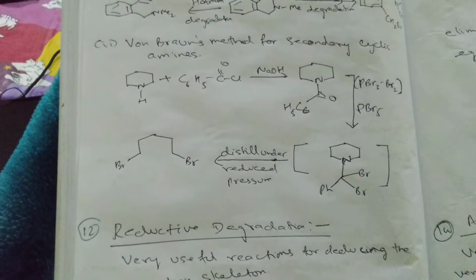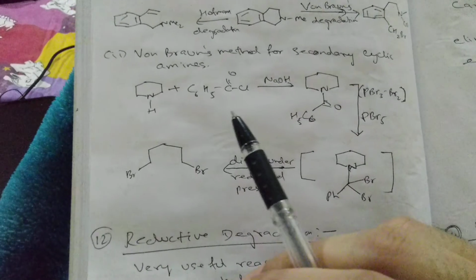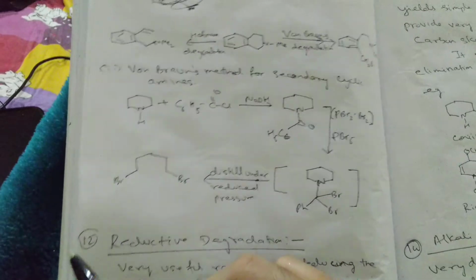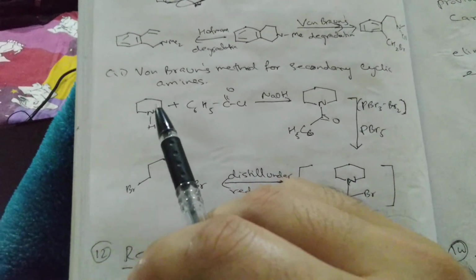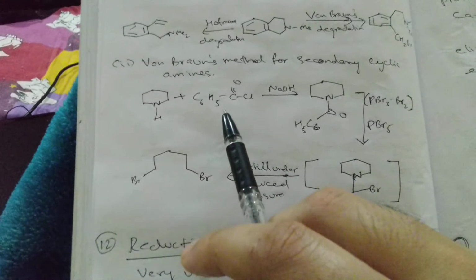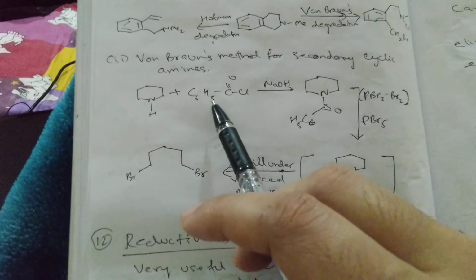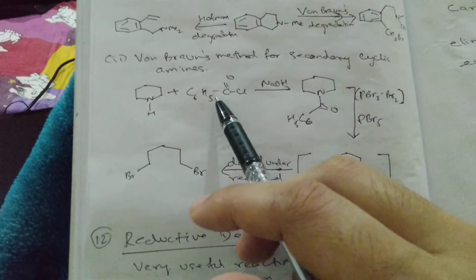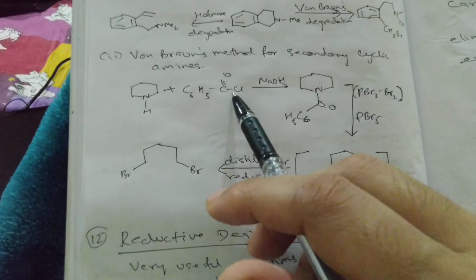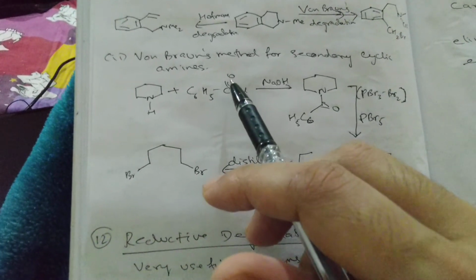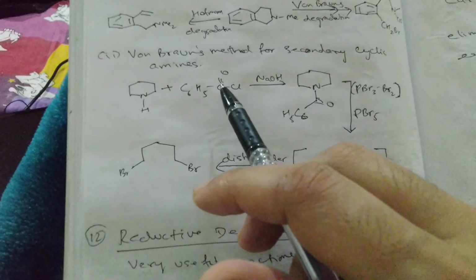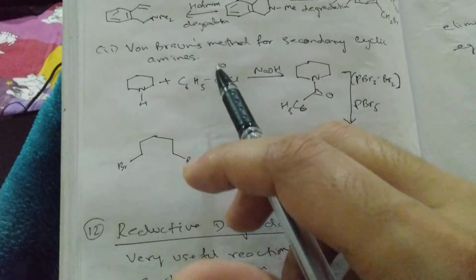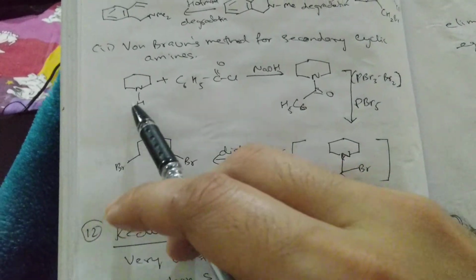Now when you have a secondary amine in the ring form, a secondary cyclic amine, you react with benzoyl chloride. It is a benzene ring, Ph, C double bond O Cl. If it was PhCH2Cl, it is benzyl. When it is C double bond O, it is benzoyl. So it is benzoyl chloride. You react it with this, and this nitrogen attacks here. This will come up, this will go away, and this hydrogen is taken away.